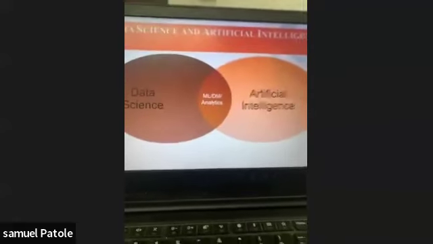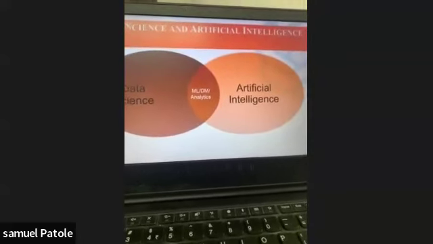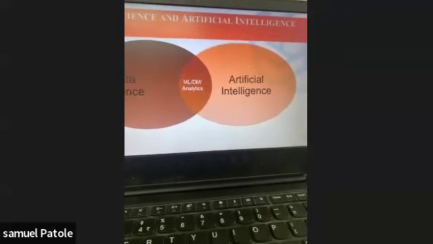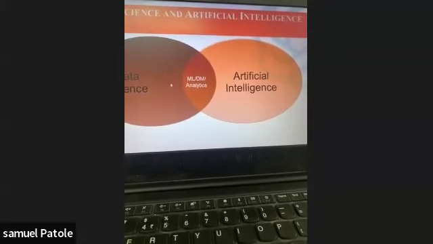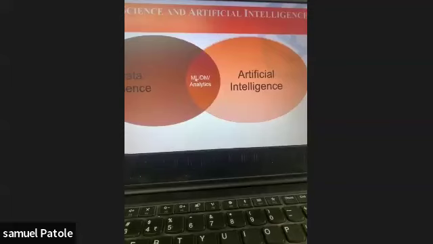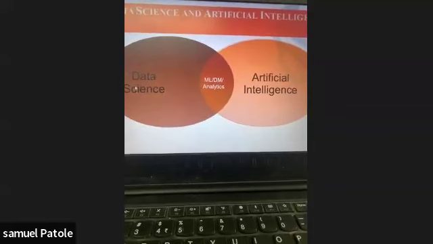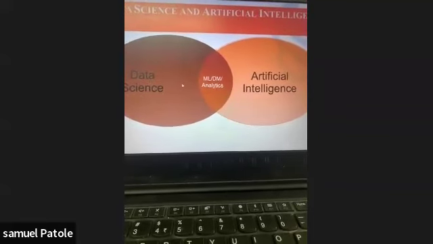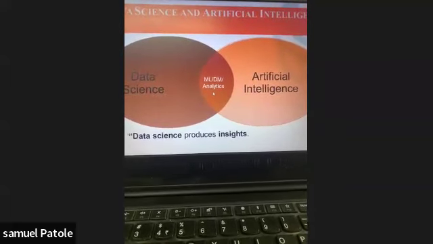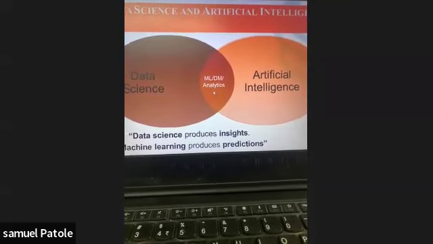Many people have this doubt: data science, AI, ML, what is this basically? Data science is a totally separate field, as I have talked about. AI is again a separate field, as we have already talked about. Where these two fields interact with each other, that is called analytics, ML, deep learning model analytics. So you need to have some knowledge of machine learning and also of data science to understand analytics. Data science produces insight, machine learning produces prediction.